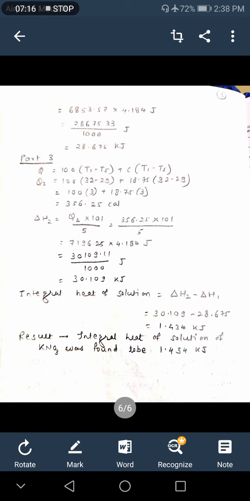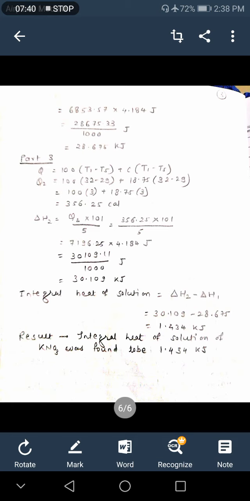After that we get the answer 7196.25 calories. We multiply it by 4.184, so it becomes 30,109.11 joule. We again divide it by 1000, so we get delta H2 equal to 30.109 kilojoule. Now what is the formula for integral heat of solution?